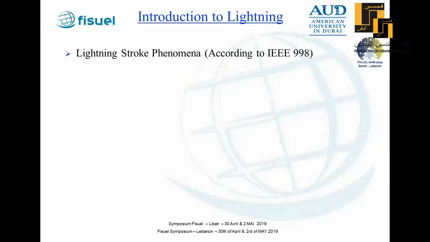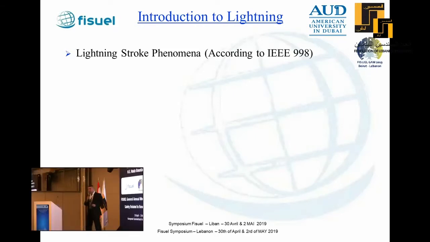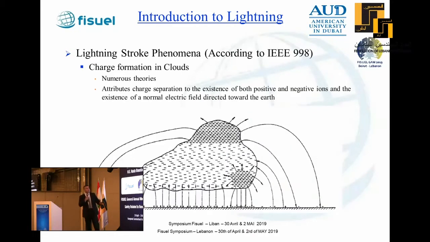Now, before we start, what's a lighting? There are many theories behind lighting phenomena. For me, I prefer the IEEE standard. The IEEE standard states that it attributes charge separation to the existence of both positive and negative ions and the existence of a normal electric field directed toward the earth. That's what basically causes the lightning strike.